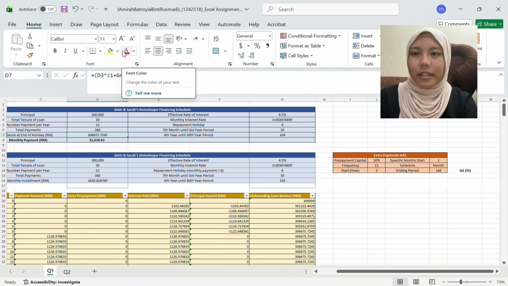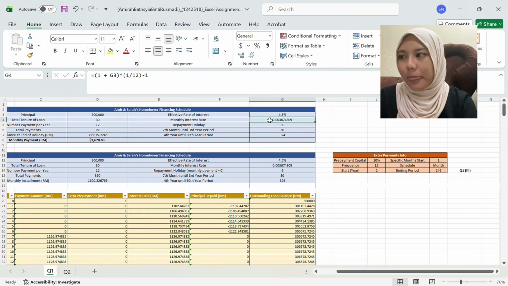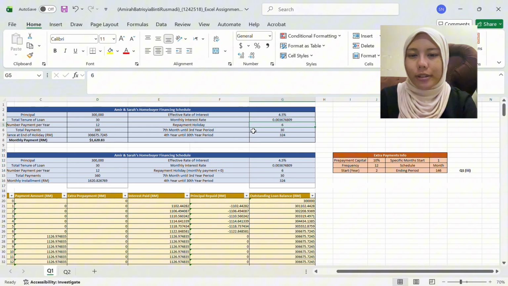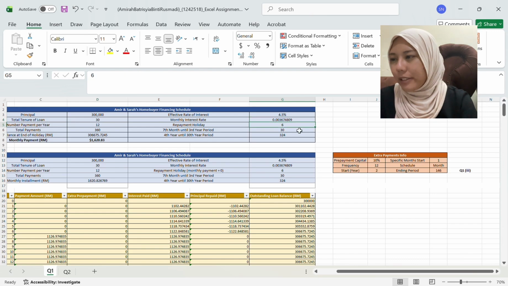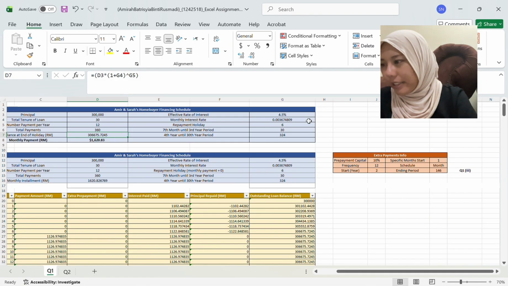repayment begins. It multiplies our principal 300,000 here in cell D3 by the monthly growth factor 1 plus 0.003674809 here, raised to the 6th power in cell G5, yielding an accumulated balance of 306,675.7245 at month 6.